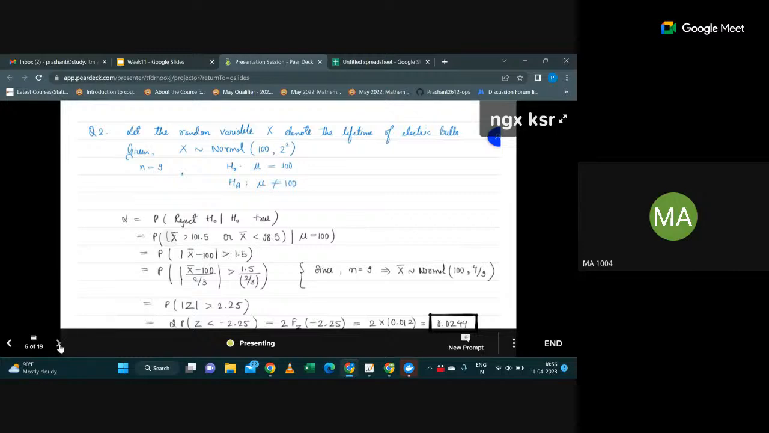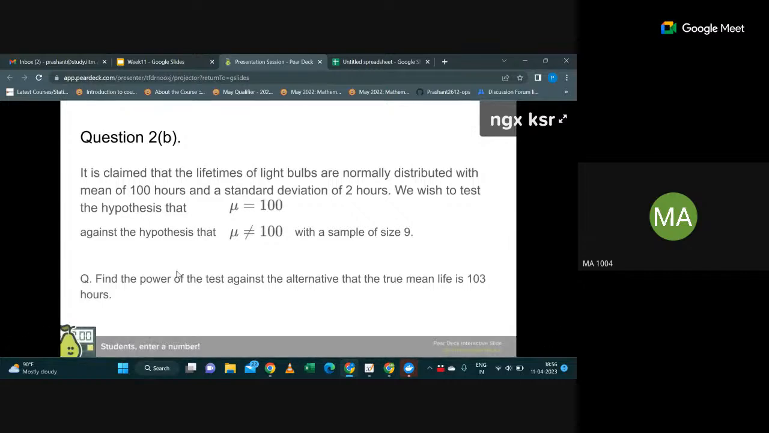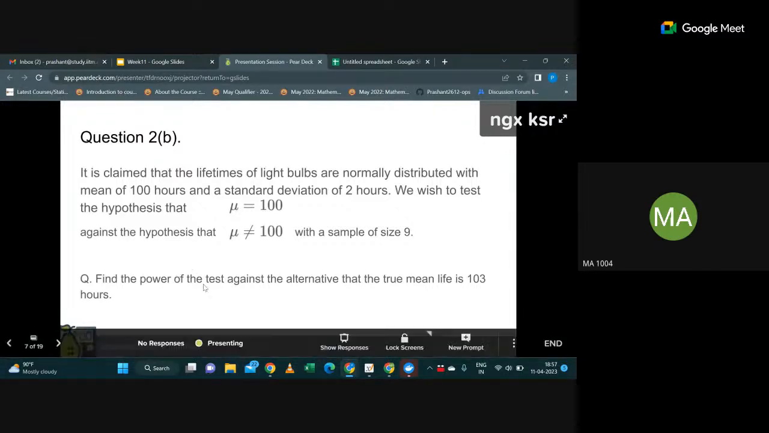Yes. So the next question is the same, but here you have to find out the power of the test against the alternative that the true mean life is 103. Because in case of power, what are we doing? The probability of rejecting H naught when H1 is true. So in that case, you have to take mean life as 103. Is the question clear to all of you? I'm going to give 3 minutes. If needed, we'll extend the time limit. So just do it.